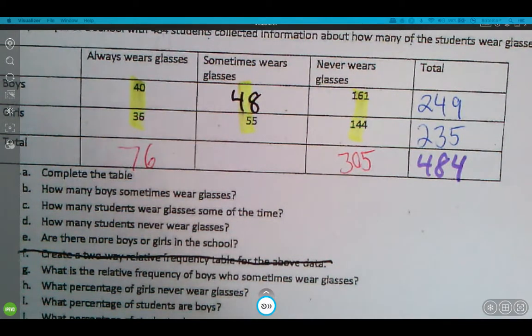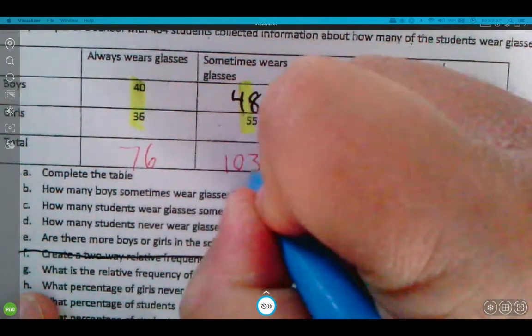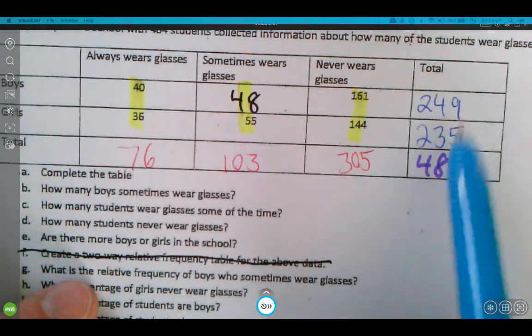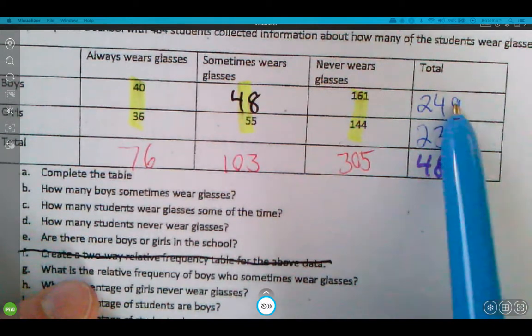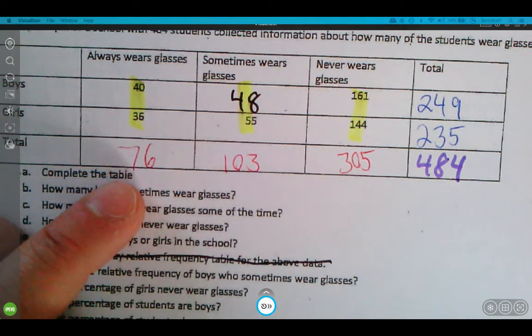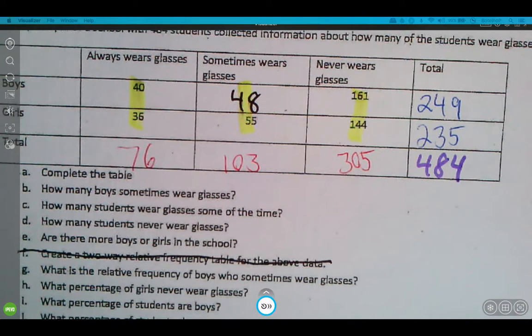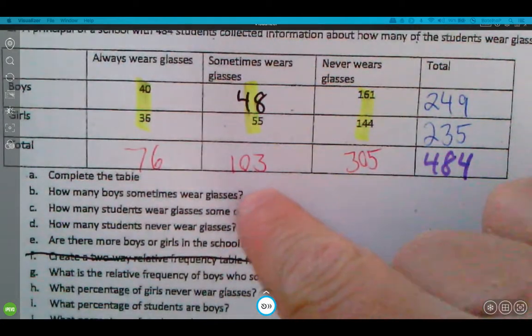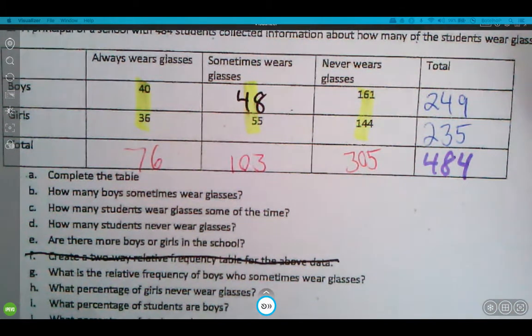Now, when you do something like this, you want to double check that you did it right. When I add these three up, it should equal that. When I add those two, it should equal that. Those two I know are already right. Let me just double check these two. 76 plus 103 plus 305. Bam. 380. I'm sorry, 484 is what I was supposed to get. Okay. So then we had some questions regarding this.